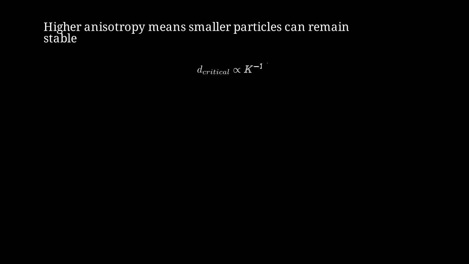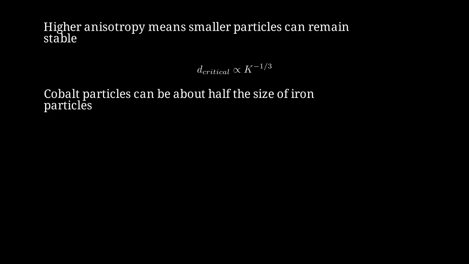The critical diameter scales inversely with the cube root of the anisotropy constant. Because cobalt has 10 times higher anisotropy than iron, cobalt particles can be about half the size while maintaining the same blocking temperature.